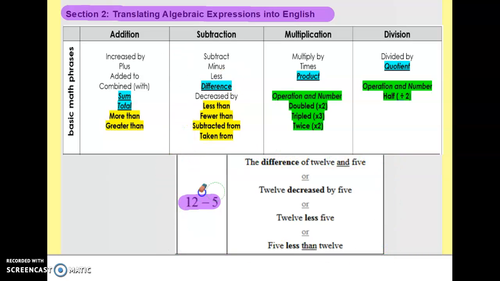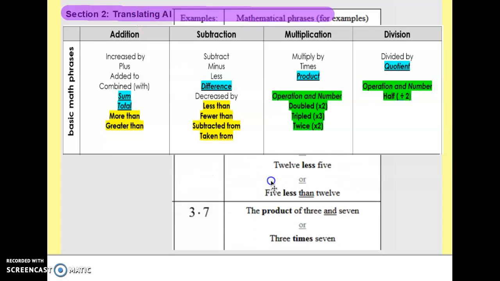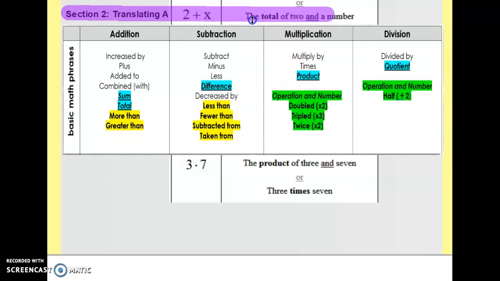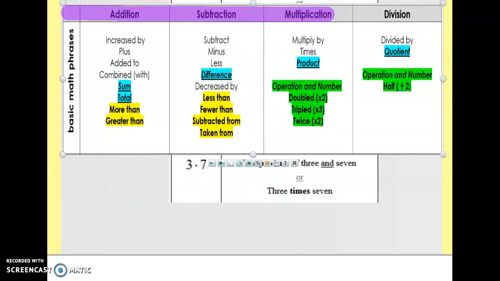So let's take a look at another example. How about 3 times 7? If you notice, 3 times 7 is probably how you would naturally read from left to right, 3 times 7. So again, you are more than welcome to move left to right and use those unhighlighted terms. However, you could also use the blue words, and say the product of 3 and 7.